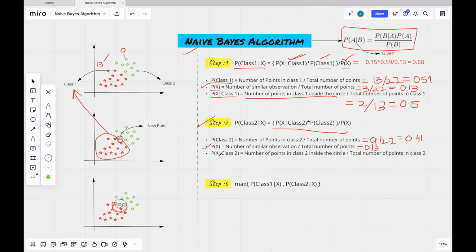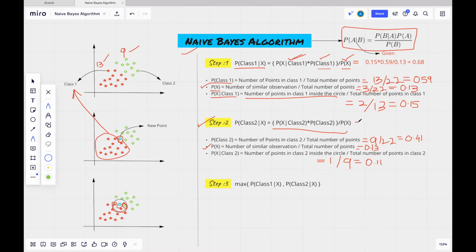Then we have the probability of x given that class 2 has occurred. The number of points in class 2 inside the circle: inside the circle we have only one value of class 2. So this will be 1 by the total number of points in class 2, which is 9. 1 by 9 will be equal to 0.11.